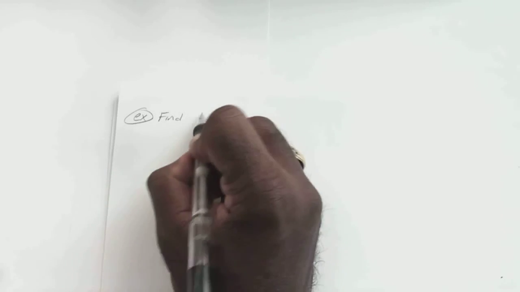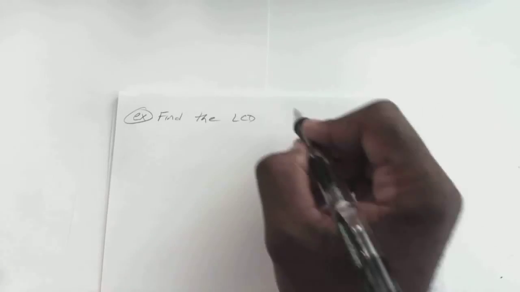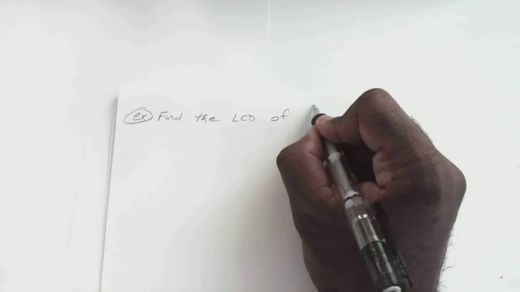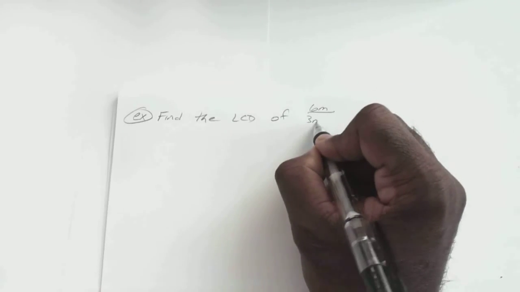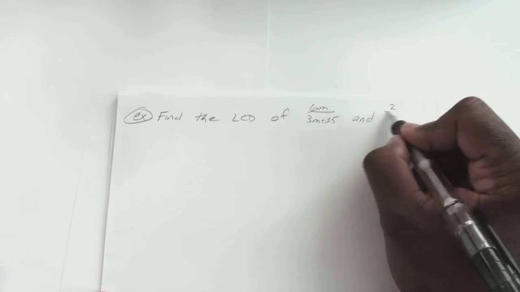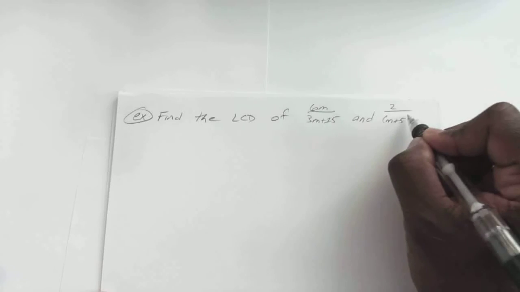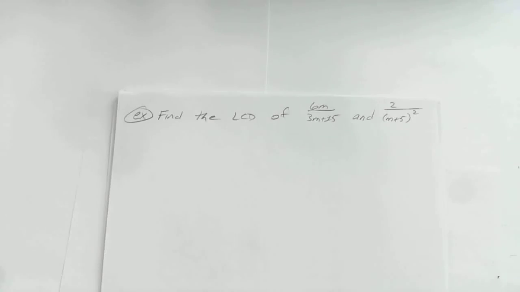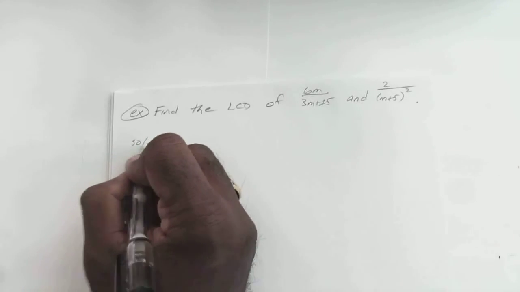Okay, so let's say if we wanted to find the least common denominator of, say, 6m over 3m plus 15 and 2 over m plus 5 squared. Straighten that up. Okay, so the first thing you want to do, you want to factor both of your denominators.